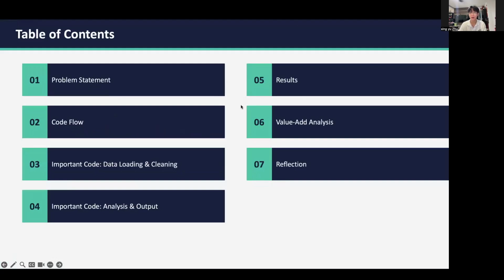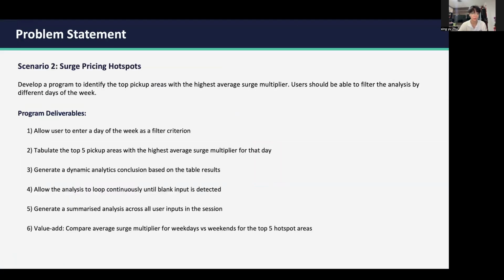Here's a quick overview of what I'll be covering. The program is needed to fulfill the 6 deliverables. Firstly, allow the user to enter the day of week as filter criterion, tabulate the 5 pickup areas with the highest average search multiplier for that day, generate a dynamic analytics conclusion based on the table results, allow the analysis to loop continuously, and generate a summarized analysis across all user inputs.